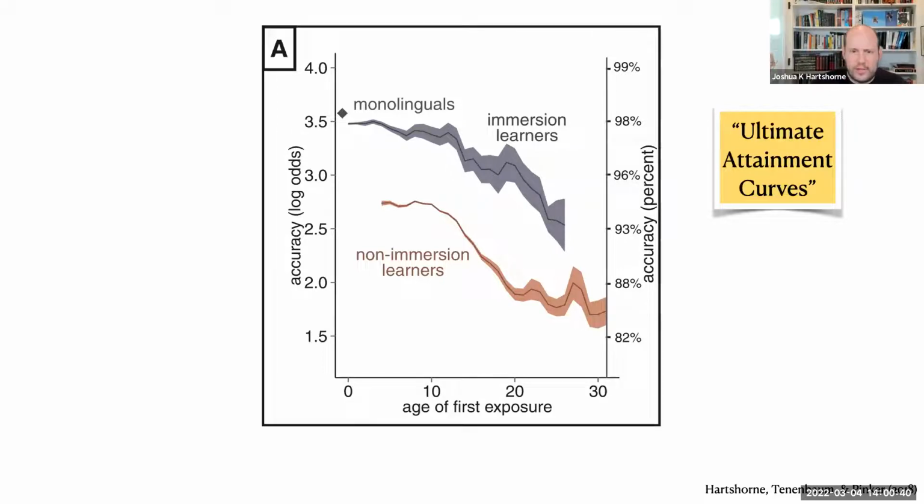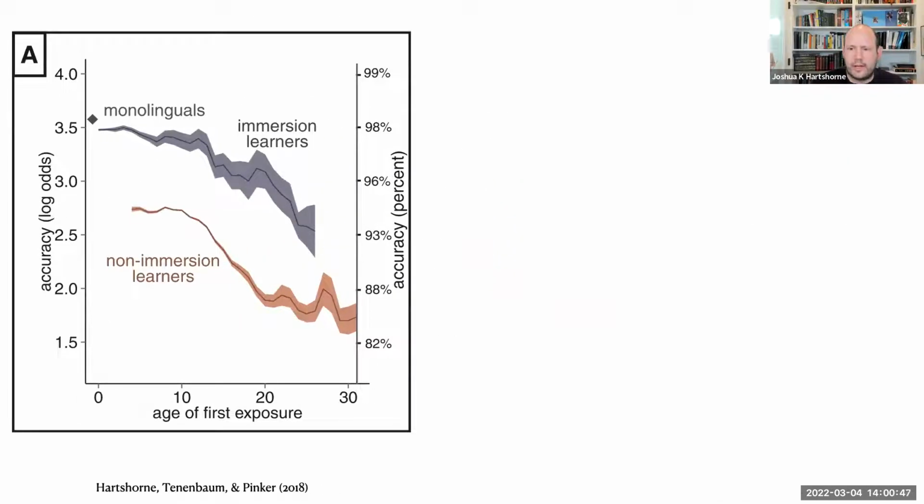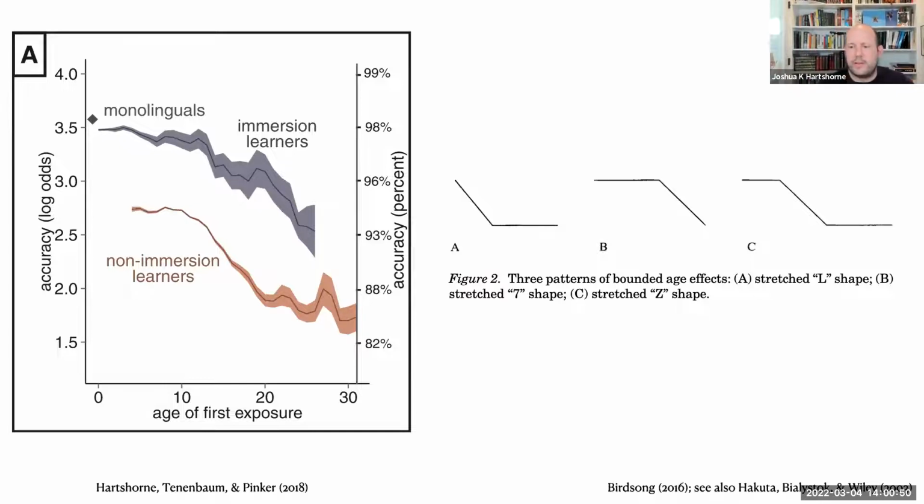What folks have generally been interested in doing is seeing whether these curves match one of three shapes. This is from a paper by David Birdsong, but you see similar things in, say, Hakuda, Bialystok, and Wiley, and so on. So for A, you have this stretched L shape where we have a decline from birth. Every day later you start, you do a little bit worse until you hit some sort of floor. After that, it doesn't really make any difference. Or in B, the stretched 7 shape, where you have, let's call it, an optimal period for learning. As long as you start before some age, let's call it X, it doesn't really matter, you'll hit ceiling eventually. But if you start after age X, then you have a decline. Or then you have a combined, stretched Z shape, which is the last curve there.